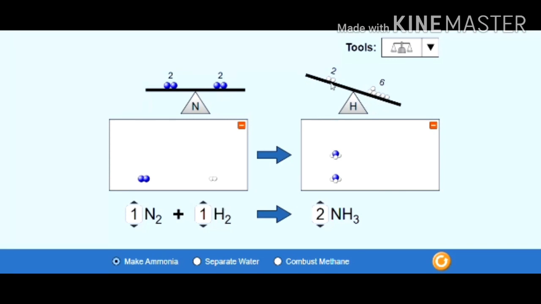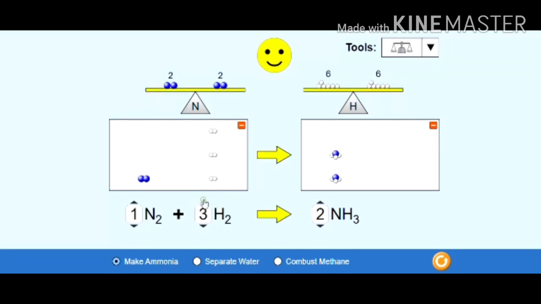So now we have to make this 6. Now I am making it 2, so it becomes 4 atoms, 2 short of it. I'll make it 3. See, now the entire equation is totally balanced. By this small simulation activity or game, we can understand how to balance a chemical equation very easily.